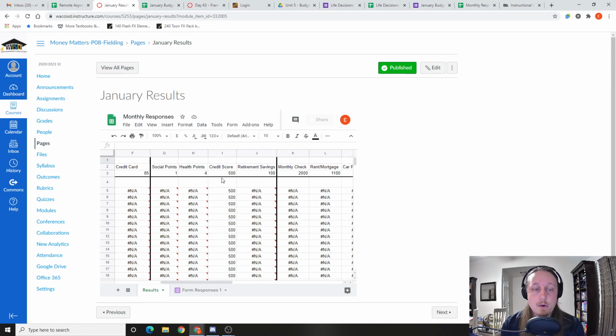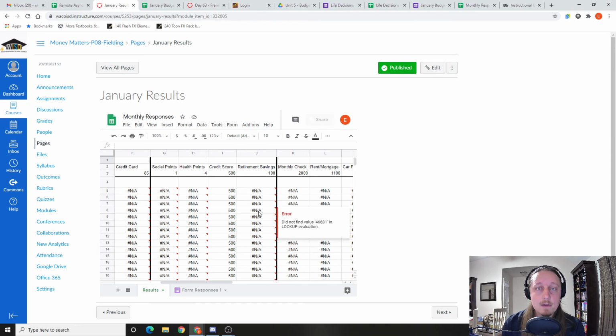Then we have a credit score. Now, credit scores go up and down based on you taking care of your credit card. Okay? If you don't pay your credit card, credit score is going to go down. If you do pay your credit card, then it goes up. But your credit card can't go up if you're not putting money on it in the first place. So sometimes every month you need to be putting money on it, and the next month you can pay it off. Okay. And then we've got retirement savings, and whoever has the most retirement savings would win this category.